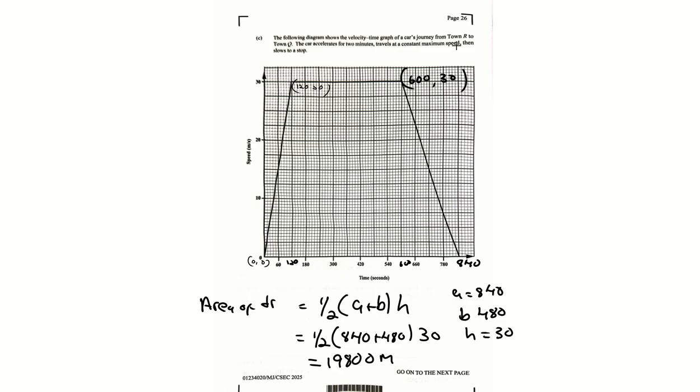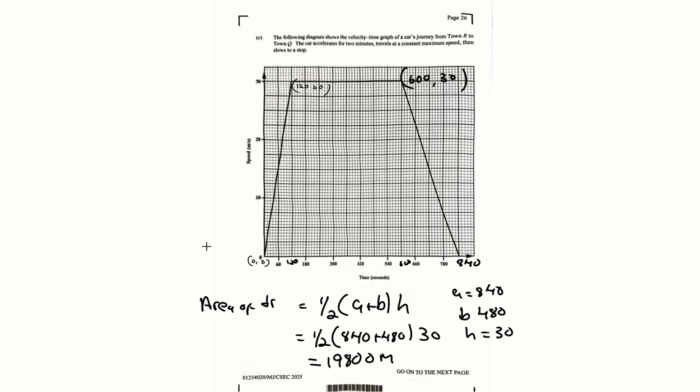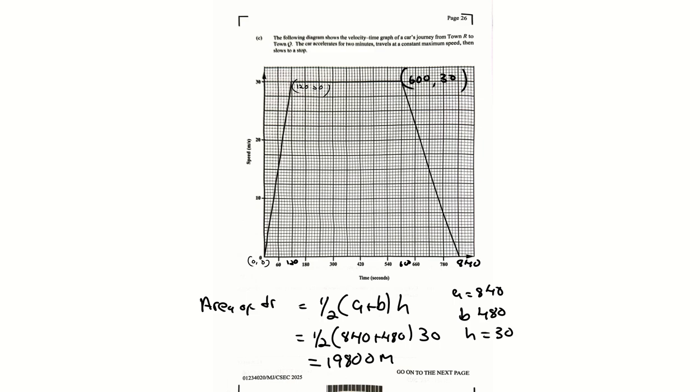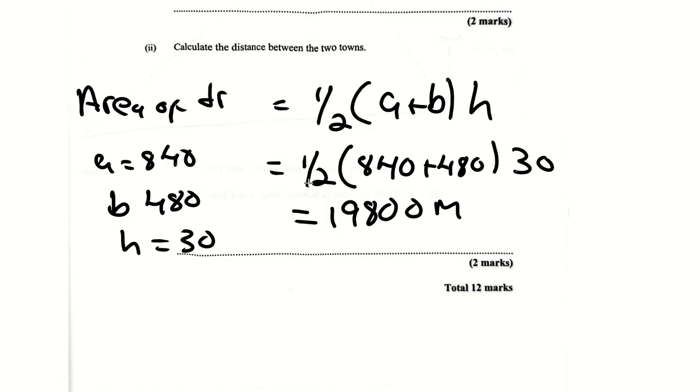Alright, so if you want it in kilometers, you can convert it, but that is how they asked you. So the distance between the two towns is 19,800 meters. Right, so again, the area of your trapezium, or the area under the shape, is your distance traveled. Right, yeah, so it would be 19,800 meters, and that is the end of number 8, paper 2.